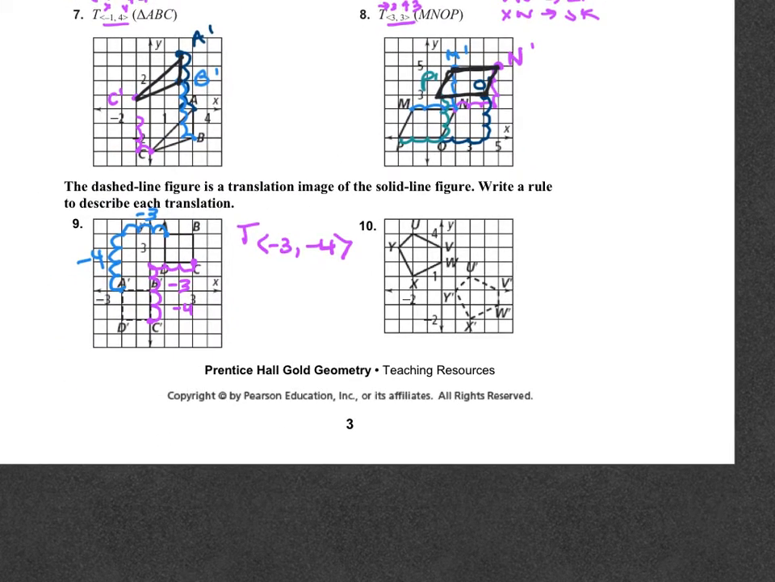For 10, pick a point. So I want to go, let's say, from U to U prime. I have to go right 1, 2, 3, 4, that's a positive 4, and then down 1, 2, 3, that's negative 3. Let's check it for X to X prime. Go right 1, 2, 3, 4, and then down 1, 2, 3. So I know this is the right rule.